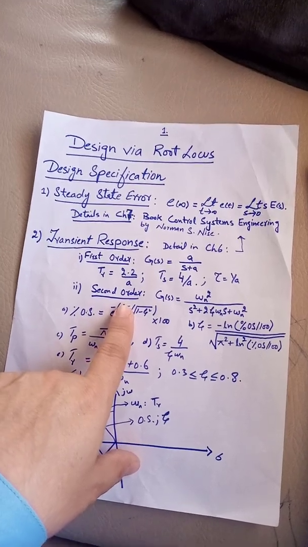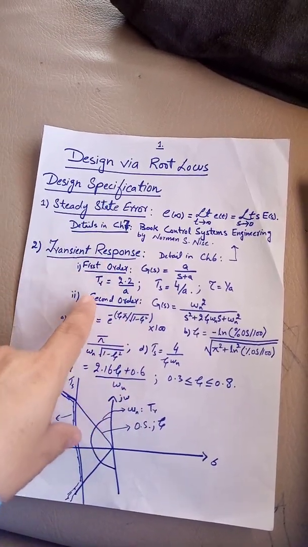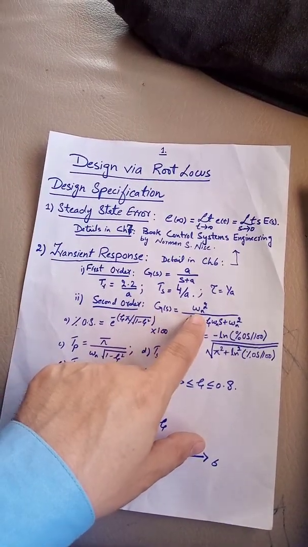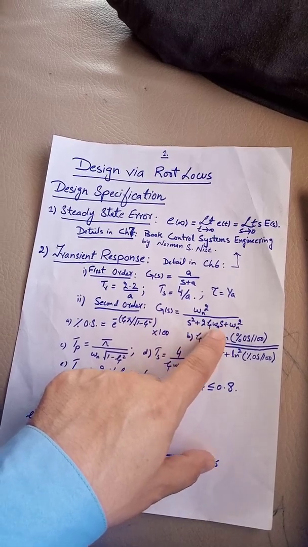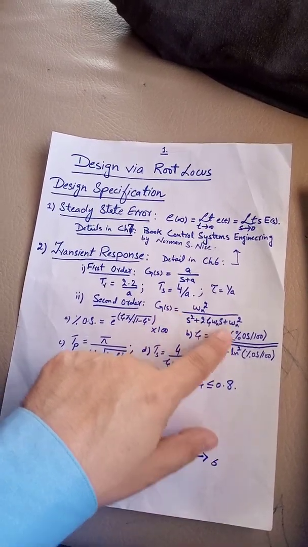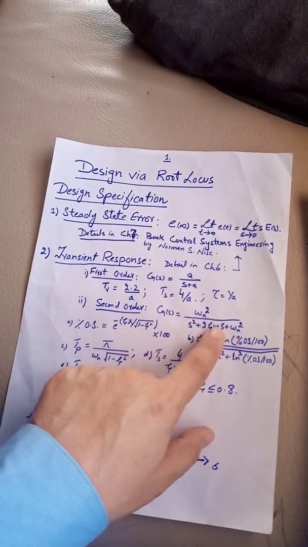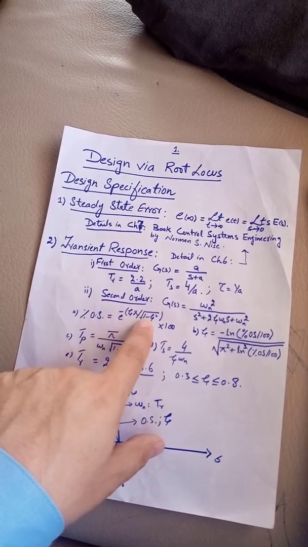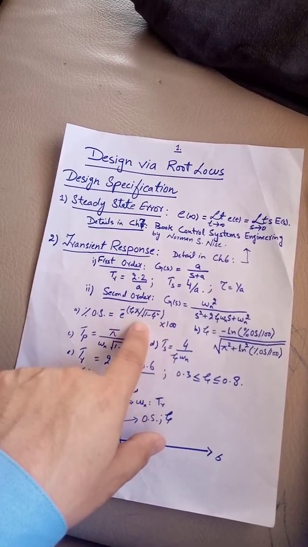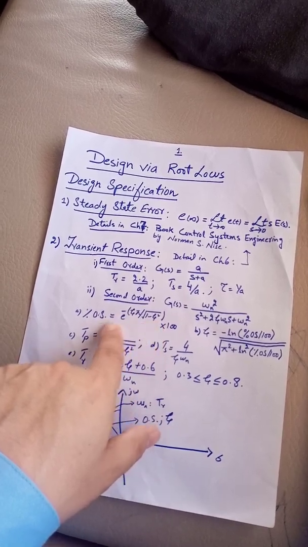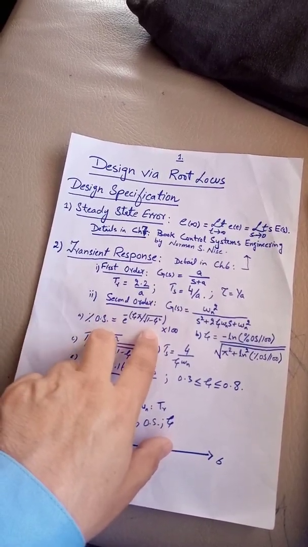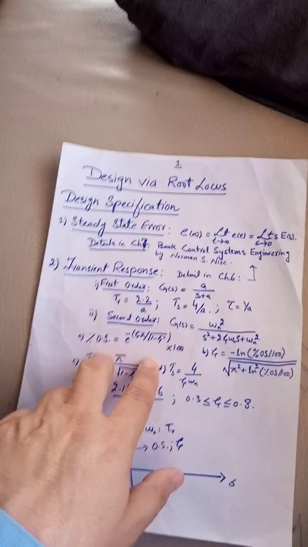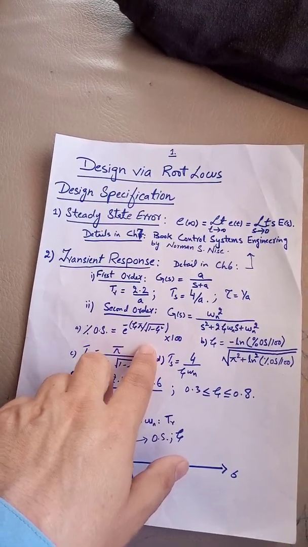We categorize systems as either first order or second order. For a second order system, you have omega n squared divided by s squared plus 2 zeta omega n s plus omega n squared. This is the standard form of a second order system, and we define the overshoot as exponential of minus zeta pi divided by the square root of 1 minus zeta squared, times 100. This is only true when zeta is less than 1. If zeta is greater than 1, then we have the square root of zeta squared minus 1. But normally we are interested in zeta less than or equal to 1.